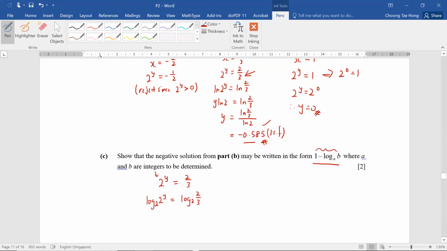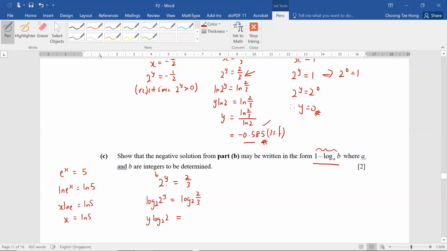So you can log base 2. Same thing, you can bring the y in front and you get a log 2. This is the same idea as when you solve e to the power x equals to maybe 5. How do we solve? We ln both sides, right? But why did we choose ln? Because ln e is equal to 1. Then we bring the x in front, ln e is 1, and we get the x.